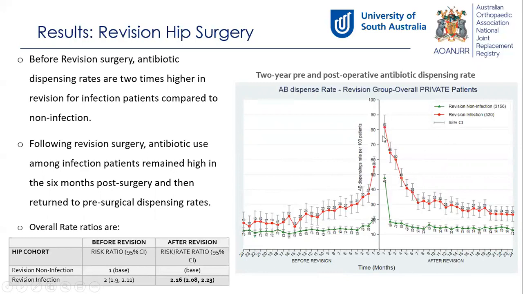But following the surgery, you can see that in the infection group, their use remains quite high and elevated up to 6 months. Even after the 6 months, they didn't go down to close to the revision for non-infection group. So this remains high, which may indicate these patients are having another episode of infection, which is not good.